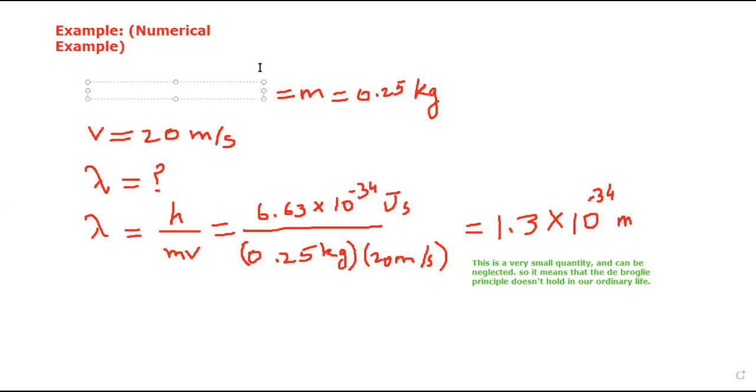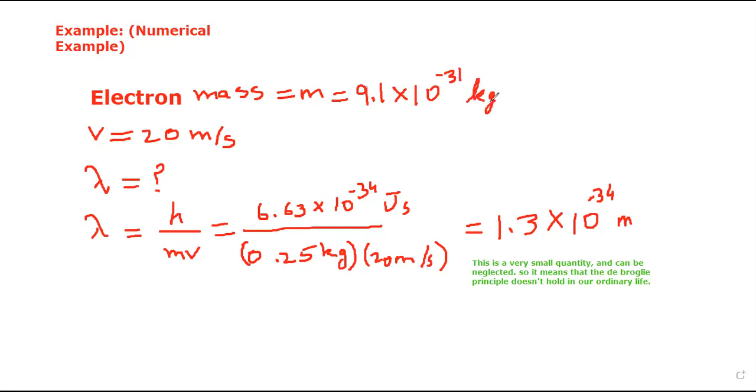Now we are going to write here the electron mass. What is the mass of the electron? The mass of the electron is equal to 9.1 multiply 10 power minus 31 kilogram, which is a very small value of the mass.